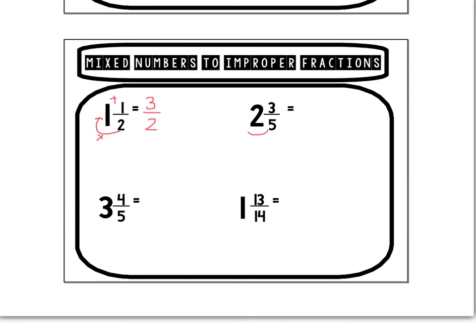The next one, we're going to multiply. 2 times 5 is 10, plus 3 is 13, and our denominator stays the same. 5 times 3 is 15, plus 4 is 19, and our denominator stays the same. 14 times 1 is 14, plus 13 gives us 27, and our denominator stays the same.